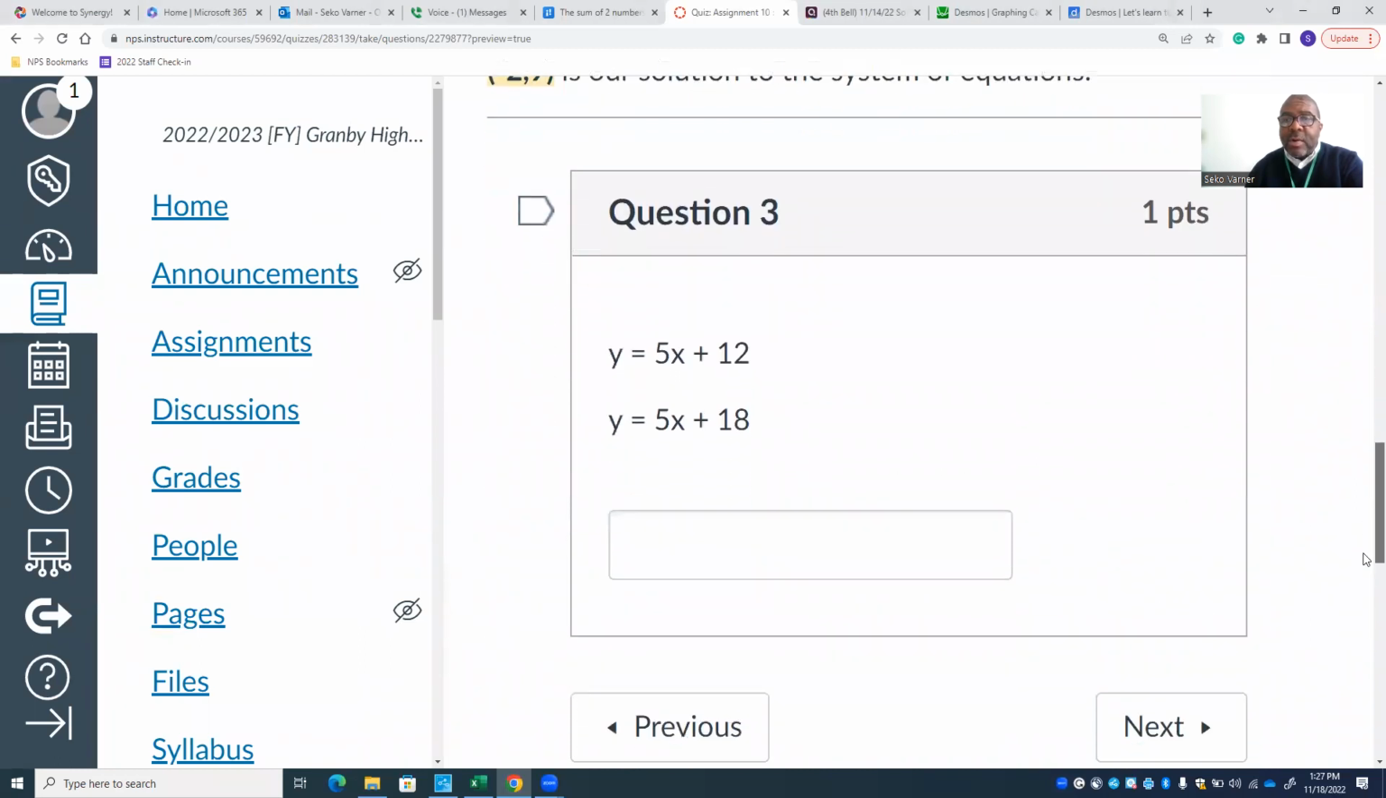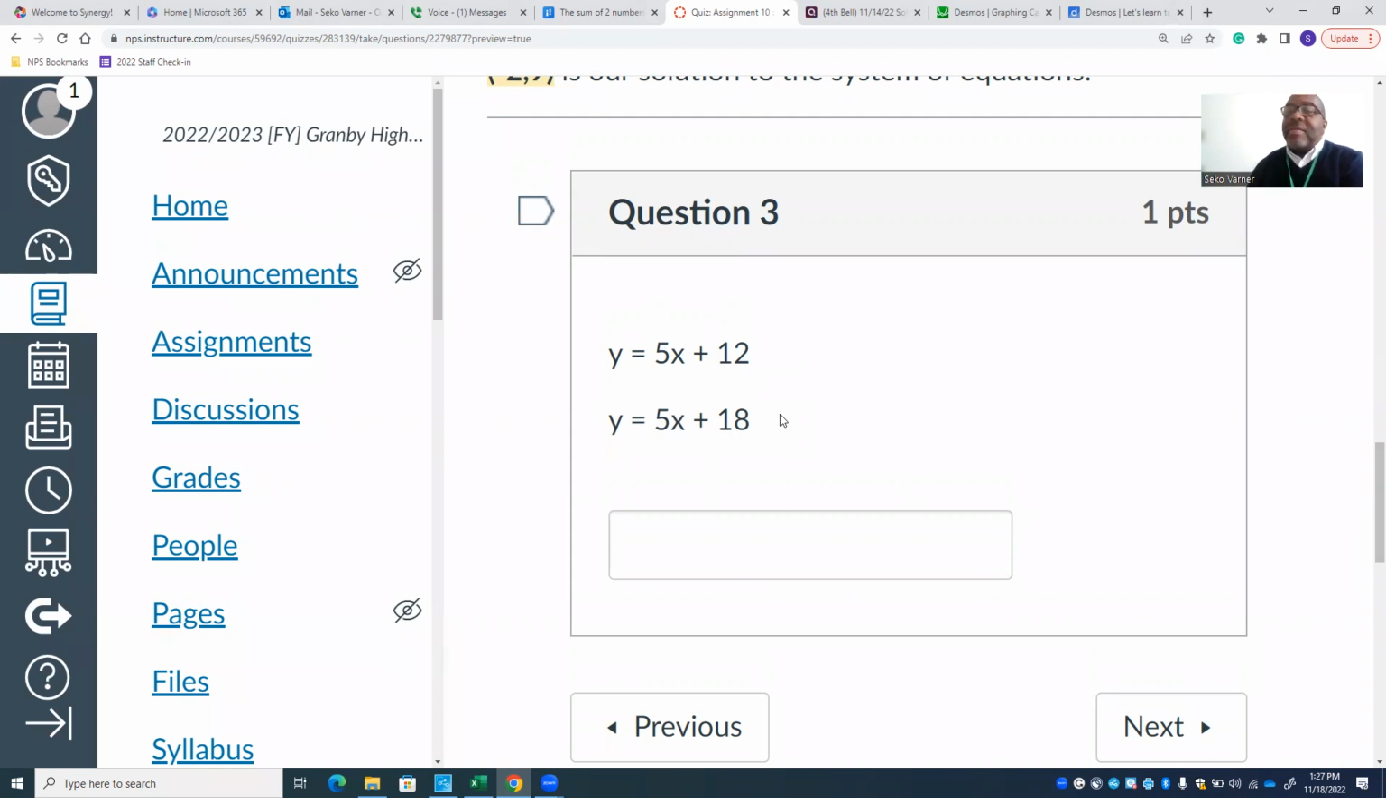So here's our question number 3. Here are the two equations for a line. Now, remember, if we're looking at y equals mx plus b, we have y, we have the m, this would be the slope. 5 would be the slope. 12 would be the y-intercept, all right? On the second one, 5 is the slope. 18 is the y-intercept. Okay, so they have the same slope.